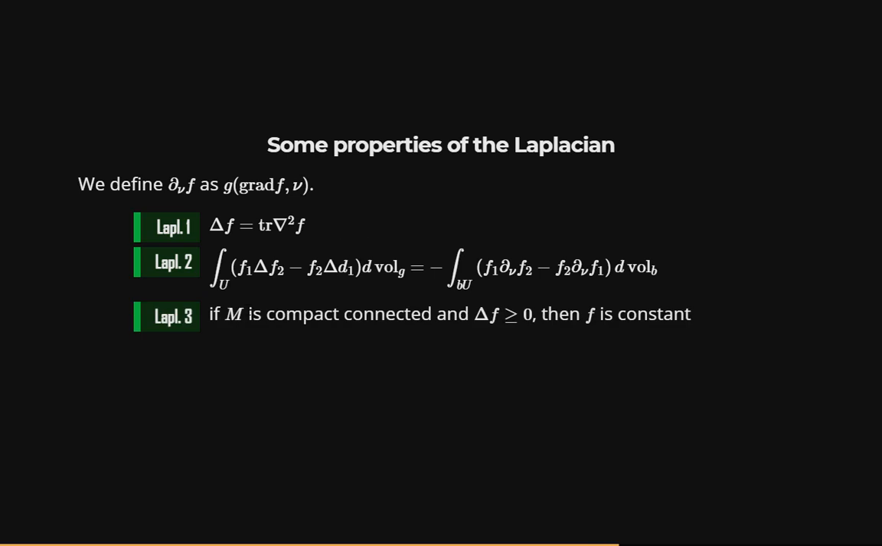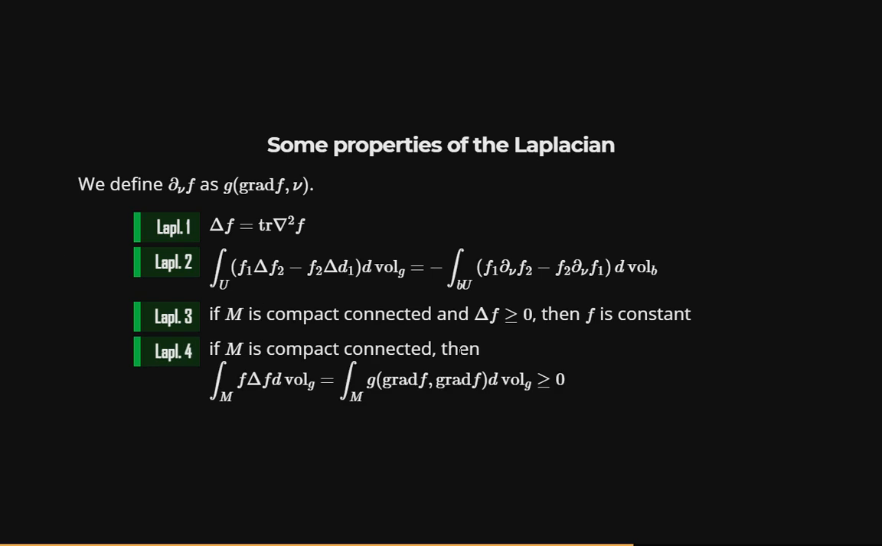Now, for other properties: if M is compact, connected, and we have a function which is superharmonic, so which has non-negative Laplacian, then f is constant. M has to be compact and connected. Whenever we say compact for a manifold, we never talked about a manifold with boundary, but as we are talking about boundaries now, compact means without boundary. The sphere is compact. The unit disk with the circle as boundary is not a compact manifold. It's compact with boundary.